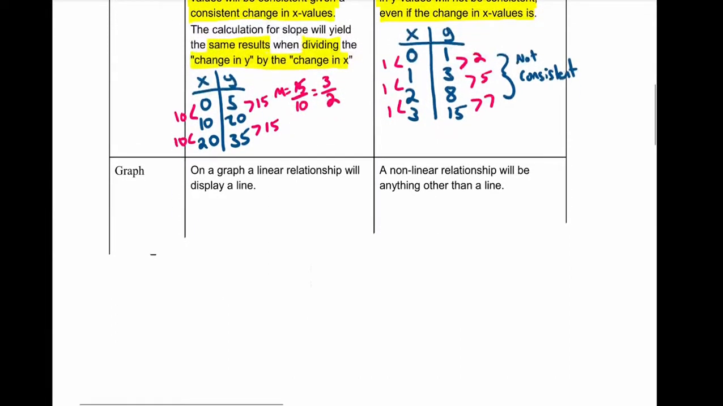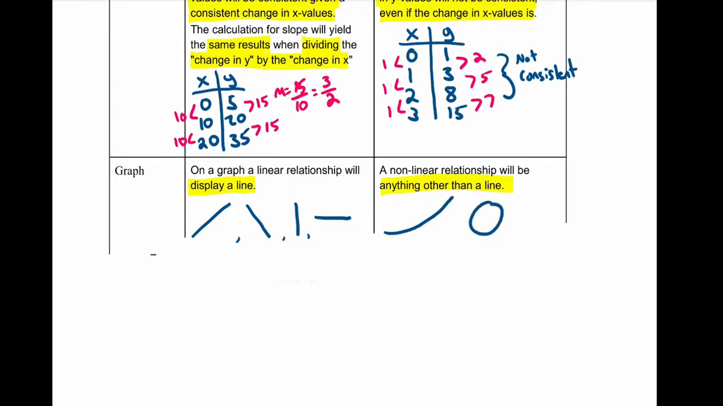A graph is a pretty easy one to tell, because a graph of a linear relationship will display a straight line, right? And we've seen multiple examples, right? It's either positive slope, negative slope. We can have vertical lines, horizontal lines. It's all just different examples that we can see. A nonlinear relationship will be anything other than a straight line.